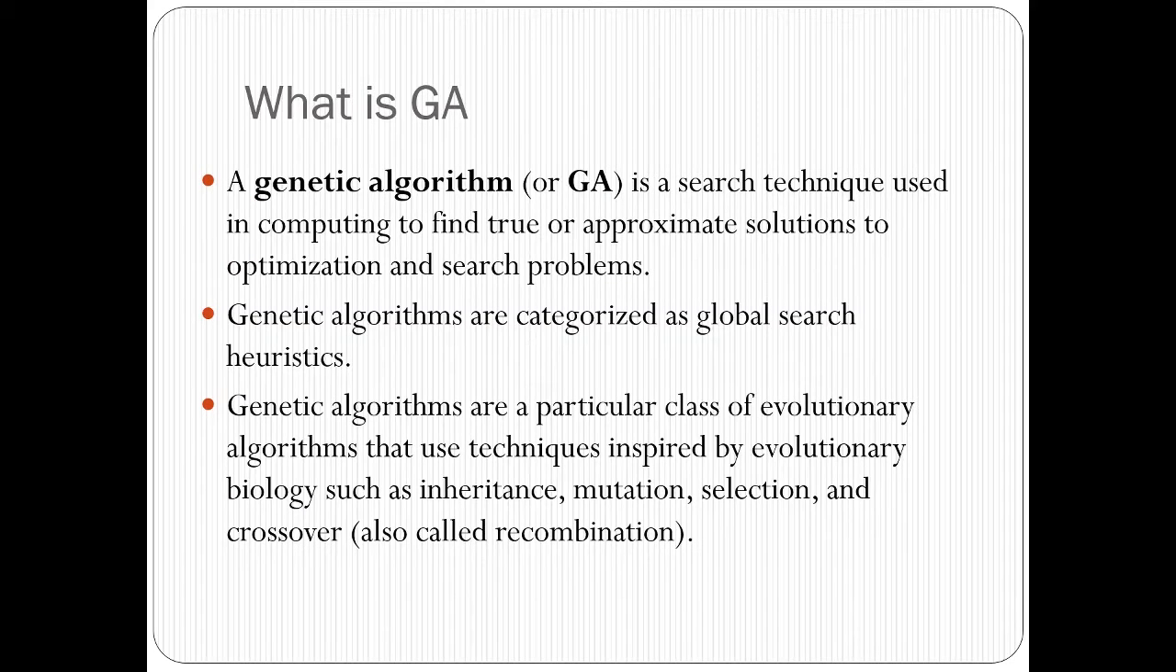A genetic algorithm, popularly known as GA, is a search technique used in computing to find true or approximate solutions to optimization and search problems. Genetic algorithms are categorized as global search heuristics. They are a particular class of evolutionary algorithms that use techniques inspired by evolutionary biology such as inheritance, mutation, selection and crossover, also called recombination.